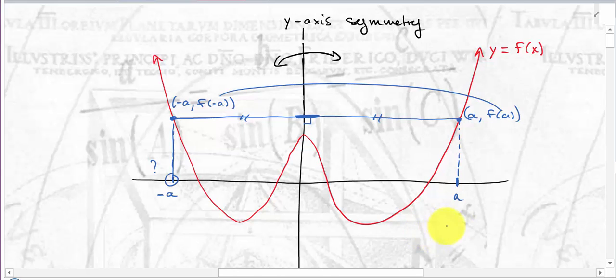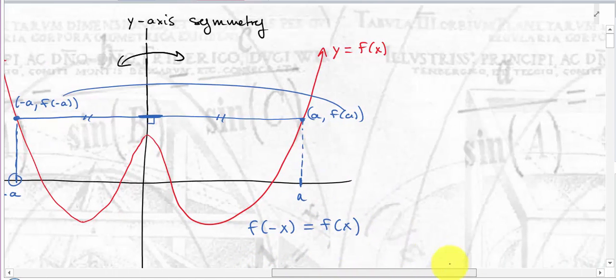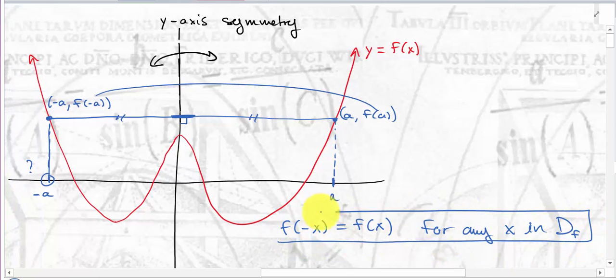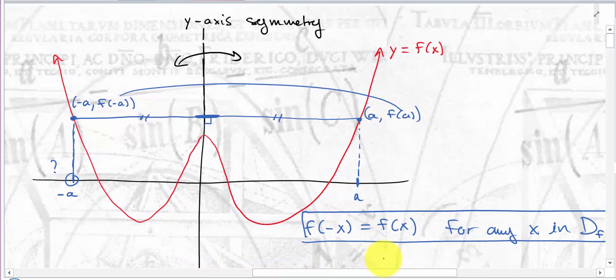So if the graph has a symmetry with respect to the y-axis, I'm expecting that the output at negative x will be the same as the output at x, for any x in the domain of the function. This is what is going to indicate that the graph has a symmetry with respect to the y-axis. Alright, this is for the first type of symmetry.